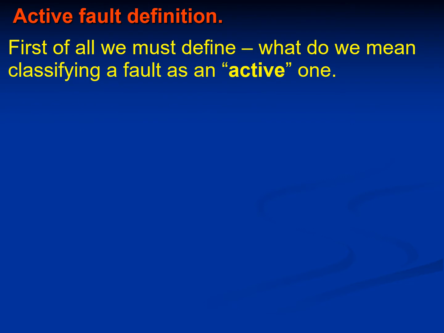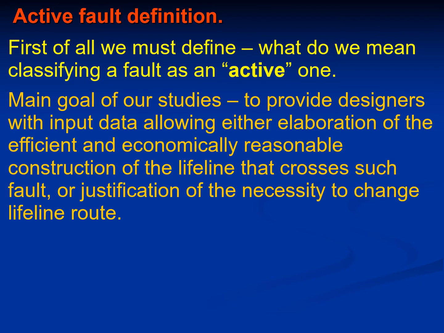Active fault definition. First of all, we must define what we mean by classifying a fault as an active one. Generally, the main goal of our studies is to provide designers with input data allowing either elaboration of an efficient and economically reasonable construction of the lifeline that crosses such a fault, or to justify the necessity to change the lifeline road.